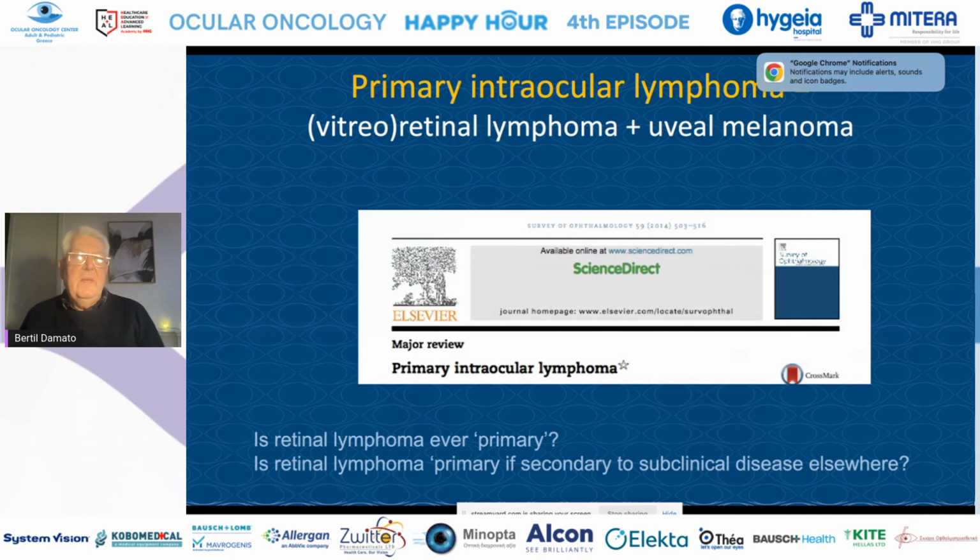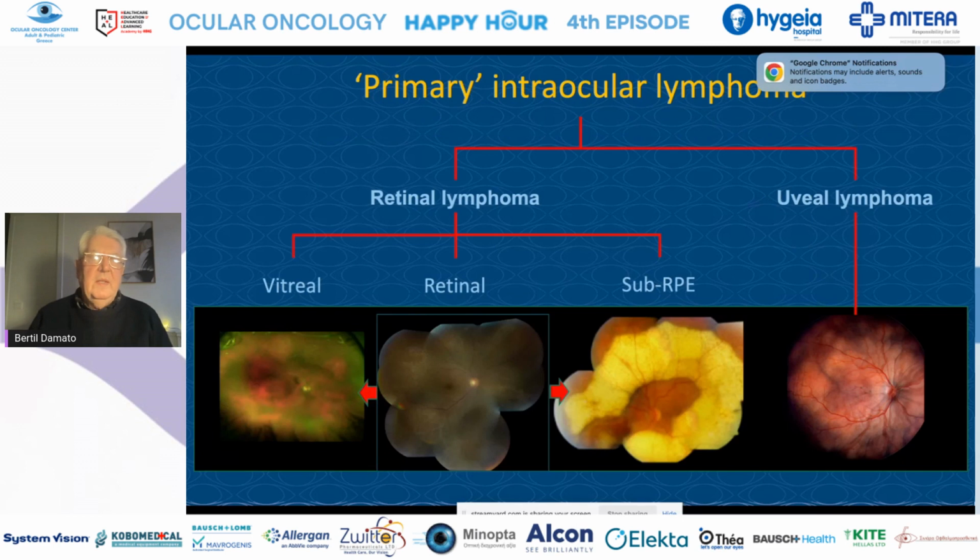So for these reasons, I think the term primary intraocular lymphoma is a sort of misnomer. First of all, we don't know if these tumors are primary or secondary. Even if they present with ocular disease, there might have been previous CNS lymphoma and previous deposits elsewhere. And secondly, the retinal lymphoma and the uveal lymphoma are so different from each other that they should be distinguished. So we've got the primary intraocular lymphoma, the retinal lymphoma and uveal lymphoma, and the retinal lymphoma is mostly vitreal, subretinal, and retinal.